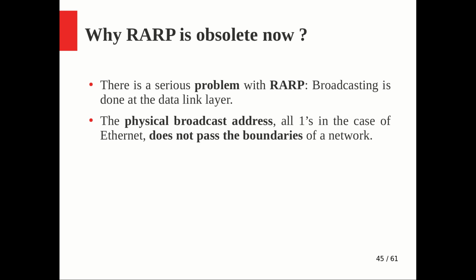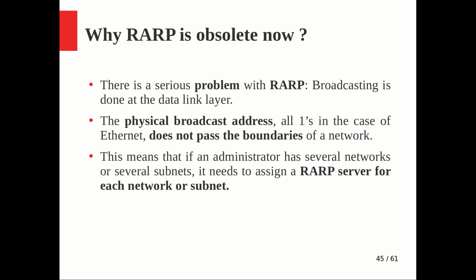That does not pass the boundaries of the network, of course. So this will happen only inside that network. And suppose a reverse ARP server is located somewhere outside this network, it will not get a reply properly. So the requirement is like this: the administrator has several networks or several subnets, and needs to assign a reverse ARP server for each network or subnet. The administrator is supposed to keep a reverse ARP server at each and every smaller network, because the reverse ARP request is not able to cross the network boundary, as it is happening as a broadcast in the data link layer.